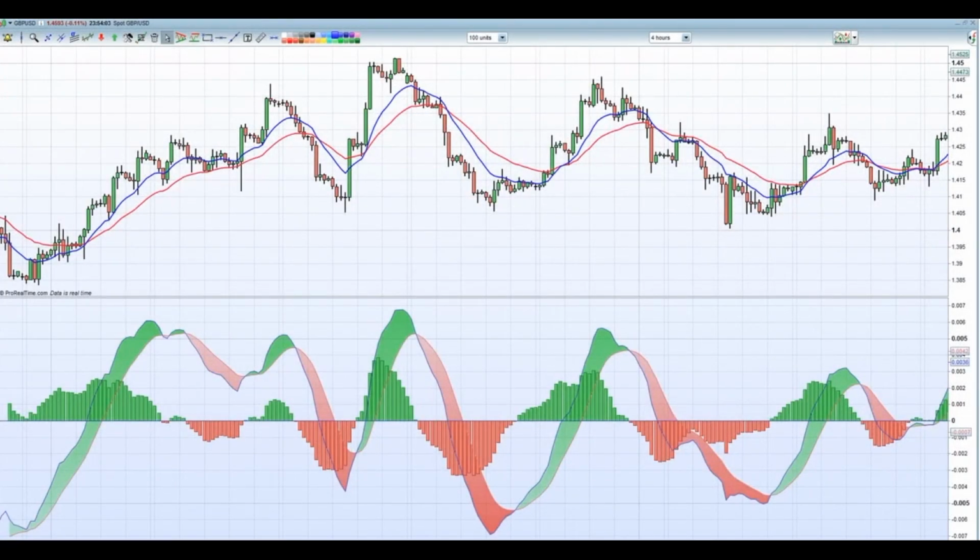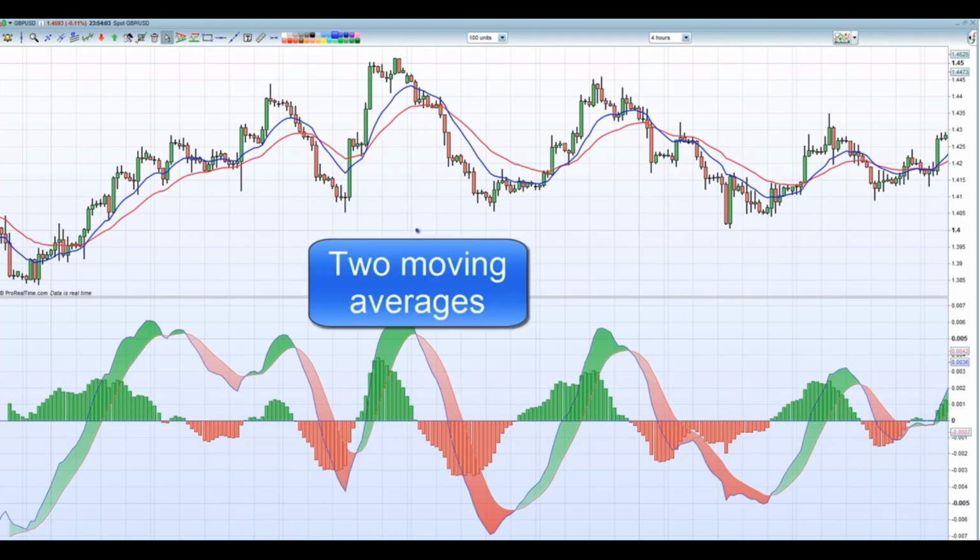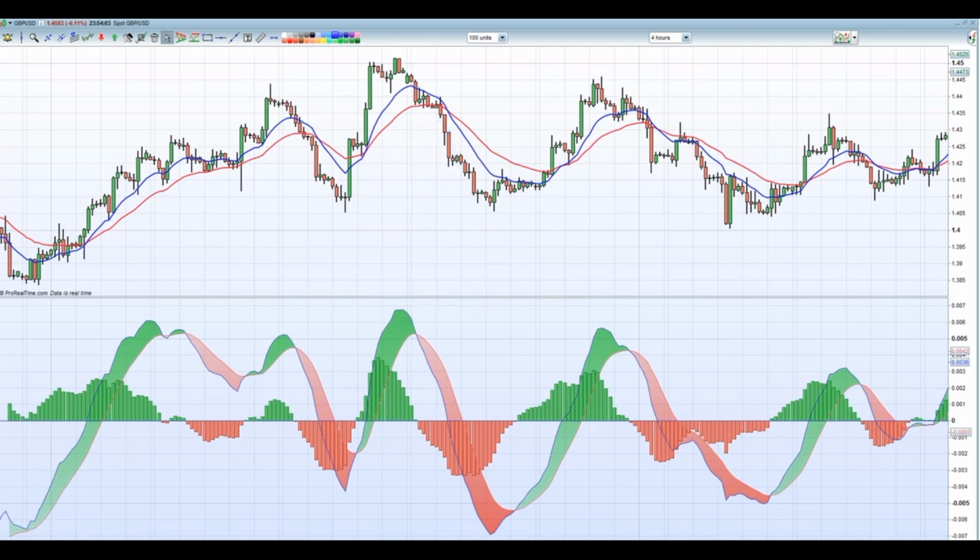Indicator 2, MACD. The moving average convergence divergence is one of the most well-known and used indicators in technical analysis. This indicator is made up of two exponential moving averages which help measure momentum in an instrument. These moving averages and the changing distances between them become the MACD.